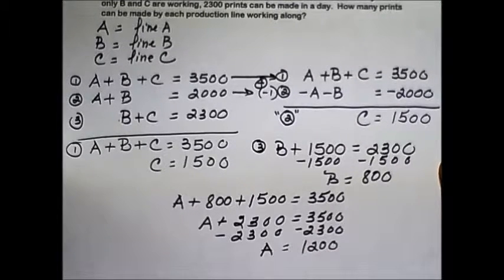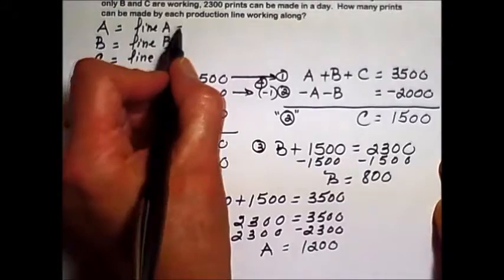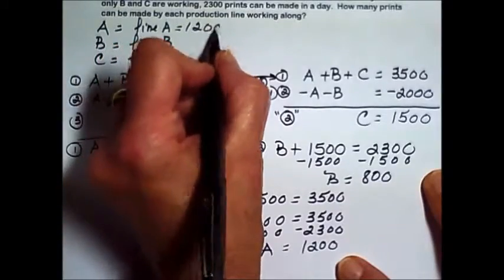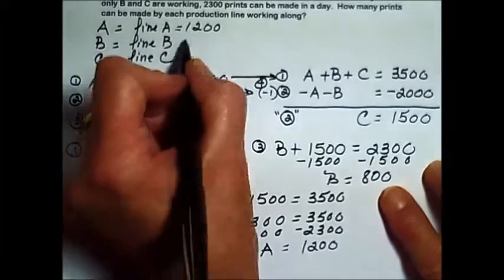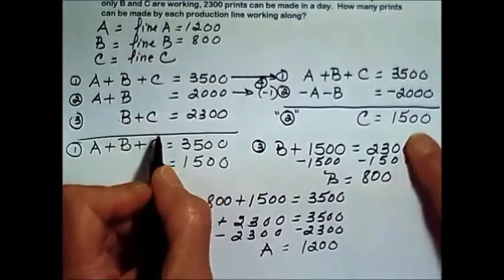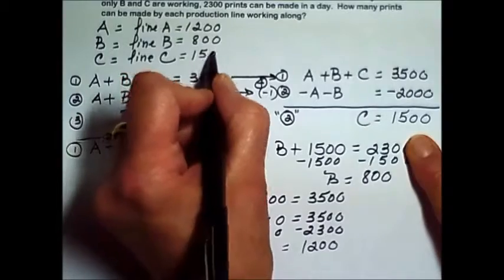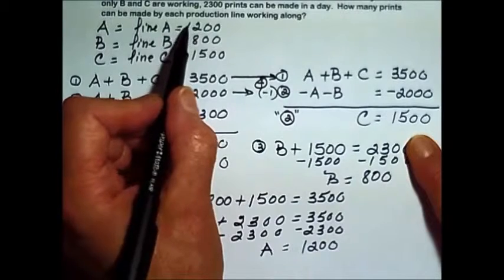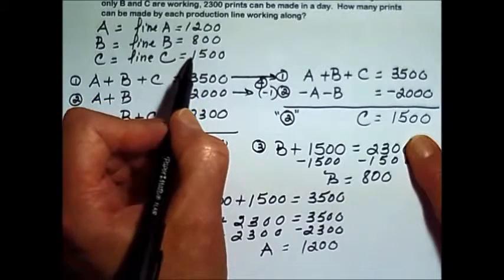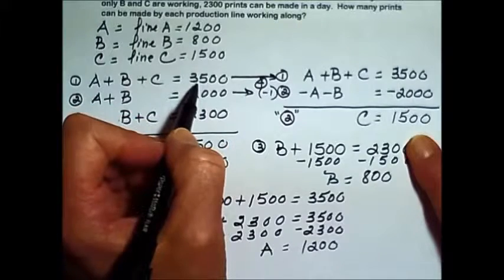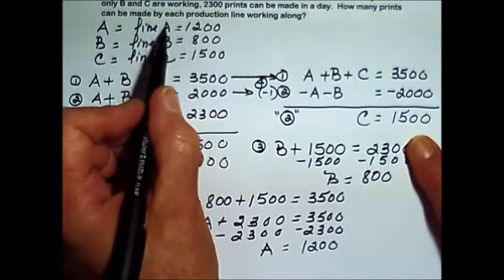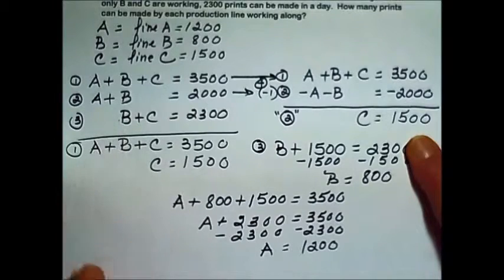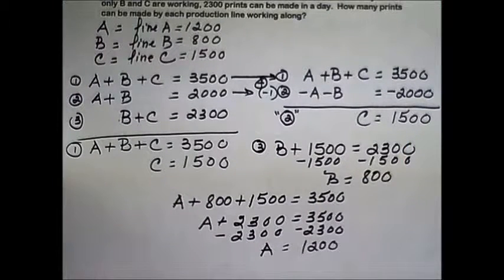1,200. So to answer this problem, we would say line A has a production of 1,200 prints in a day, B has 800 prints, and C has 1,500 prints. We could check this. If you add up these three, we would have 1,200 plus 800 is 2,000 plus our 1,500 is the 3,500. Using any one of the A, B, C values in our other two equations should also hold true and give us an indication that our problem was solved correctly.